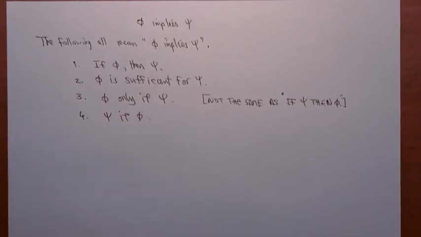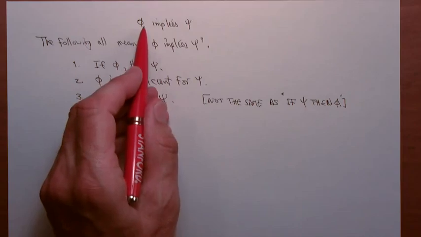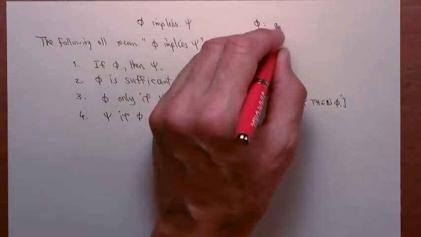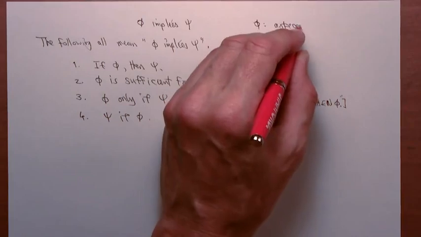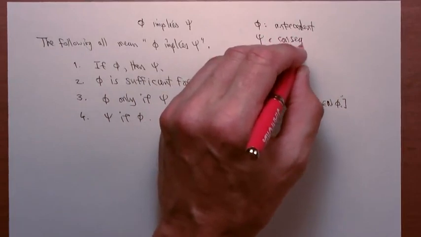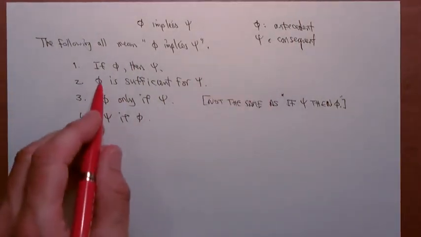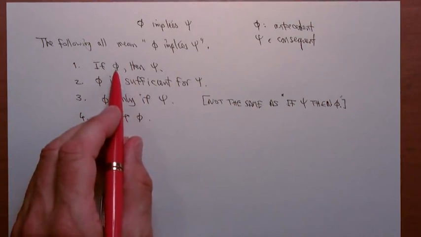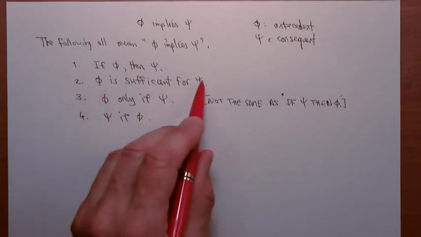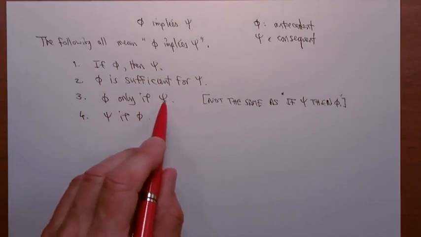Psi if phi. Notice that we've flipped the order now. Phi is the antecedent, psi is the consequent. Let me write those down just to remind us. Phi is the antecedent, and psi is the consequent. And those are the roles going to be played by phi and psi in all of these.